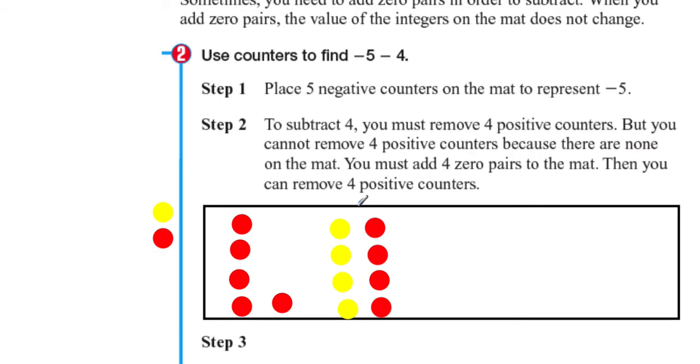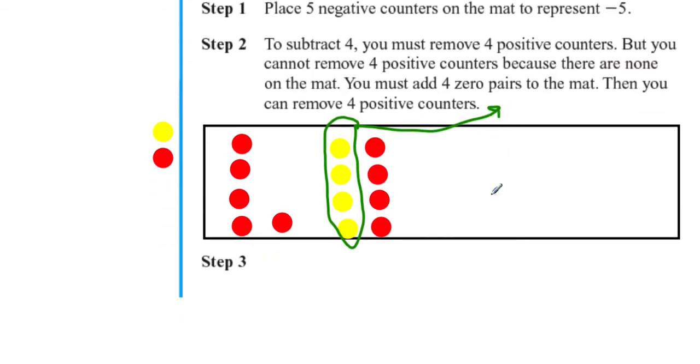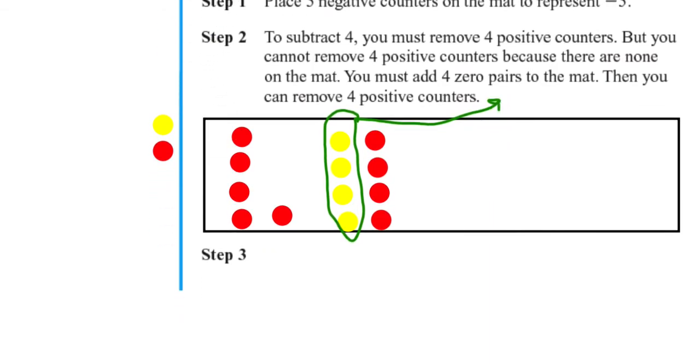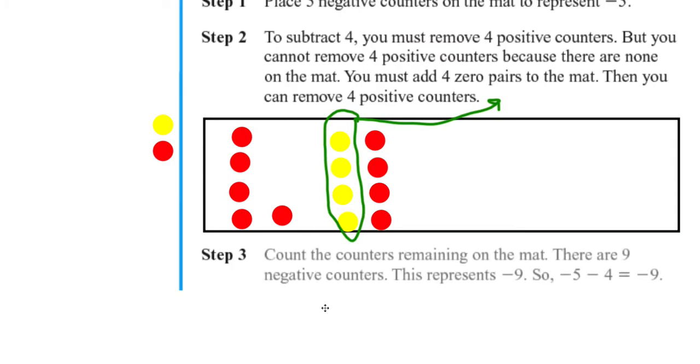Right there, these are the 4 positive counters that we will take out of the mat. So after we take that out of the mat, what remains is the negative counters. So 1, 2, 3, 4, 5, 6, 7, 8, 9. So negative 5 minus 4 is actually negative 9. Okay, I hope that makes sense.